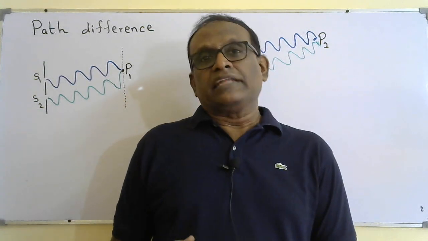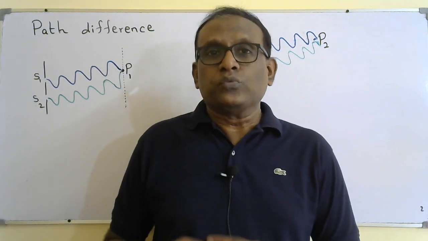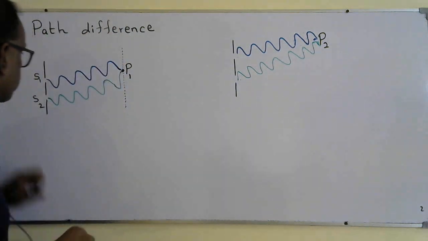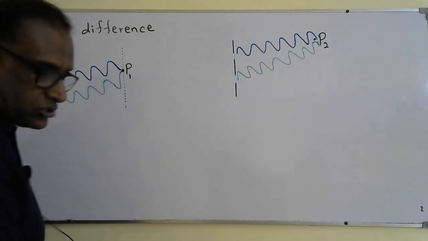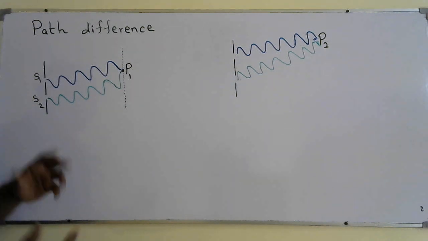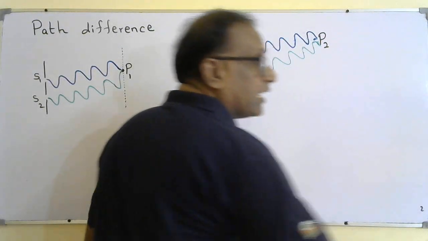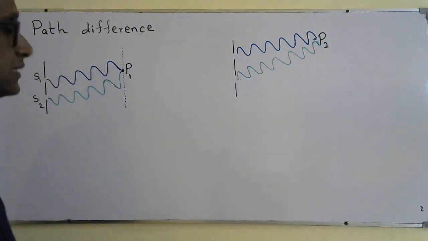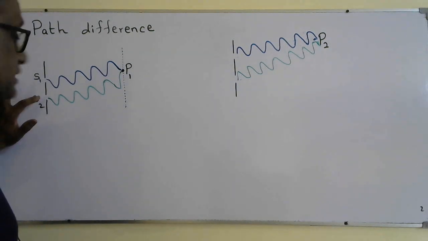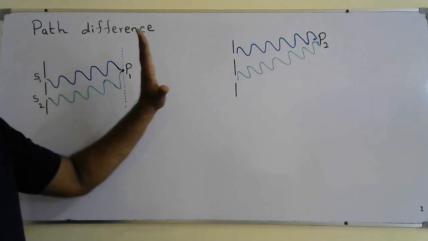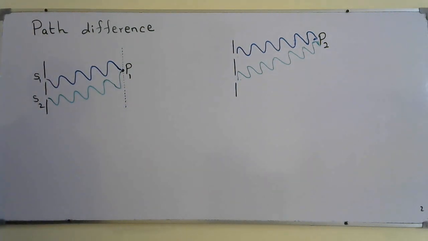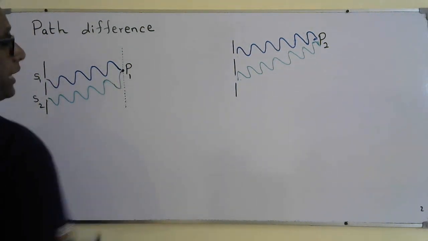So what is path difference? It is the difference between the distances traveled by the waves. Consider here S1 and S2 are two coherent wave sources or slits. I already explained that we can create coherent waves from two slits. So S1 and S2 are the coherent sources. They emit coherent waves, meaning they have the same wavelength, same frequency, and constant phase relationship. So they are overlapping at point P.